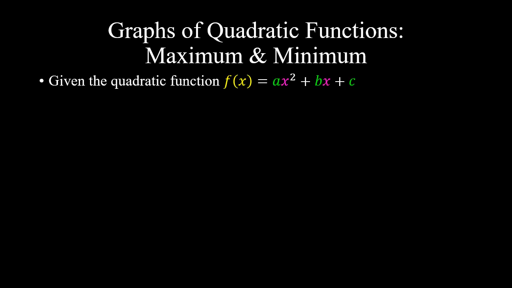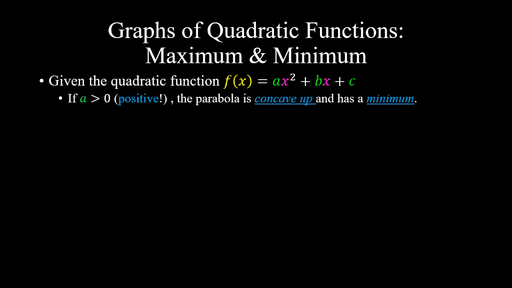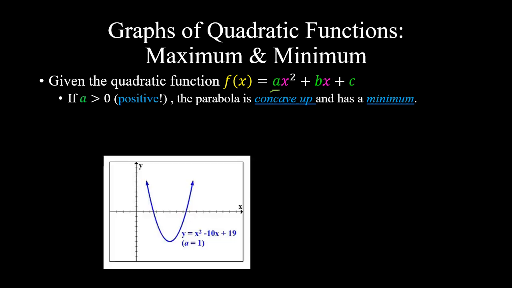So now let's talk about the maximums and minimums of quadratic functions and their graphs. It's very closely related to concavity, which is why we're going to talk about this next. Again, if we're given a quadratic function in the general form f of x equals ax squared plus bx plus c, we know that if the coefficient a is greater than 0, meaning it's positive, the parabola is concave up. We just talked about that on the last slide. But that also means that the parabola has a minimum point. And what is it? I'll show you. There it is. That's the minimum point.